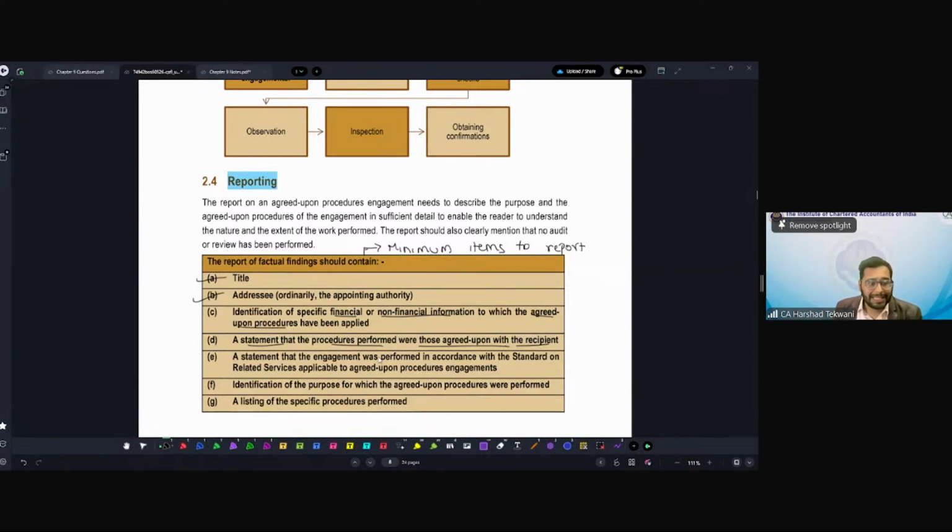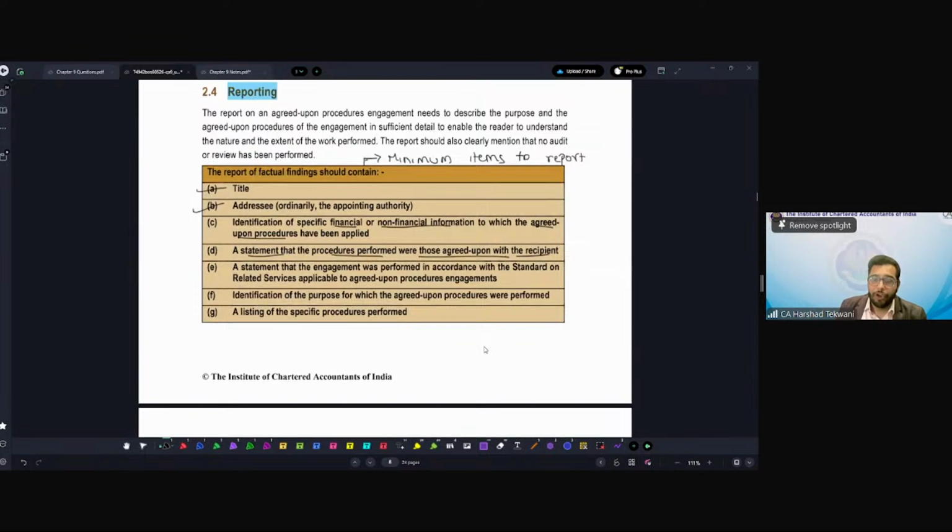Then a statement that this engagement was performed as per the standard on related services applicable to agreed upon procedures, SRS basically. So this engagement was performed based on SRS.